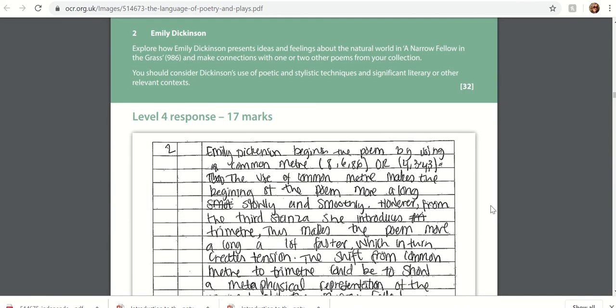So this is a level 4 response. It's getting 17 marks out of 32, which puts it around a C grade. Okay. Obviously, we're going to hope for higher, but it's a good starting point. And as you can see, not many people do Dickinson, so you are at an advantage here.